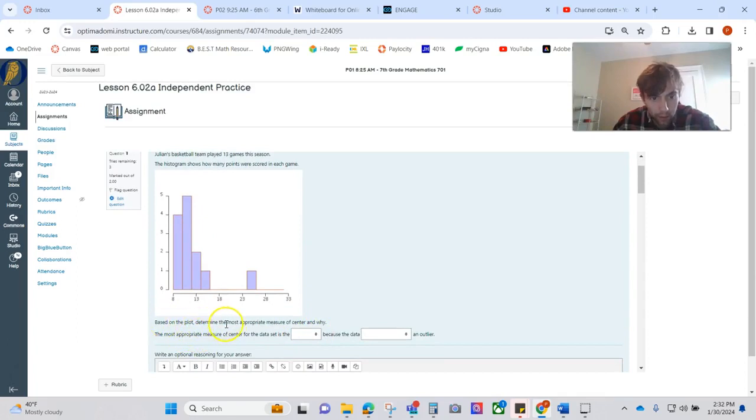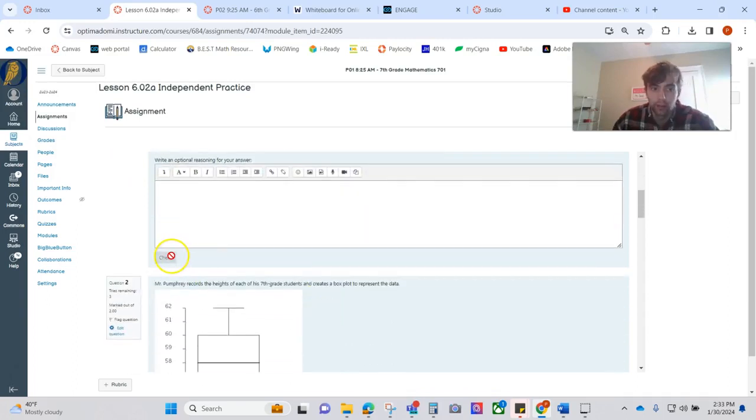Based on the plot, determine the most appropriate measure of center and why. The most appropriate measure of center for the data set is, because, okay, we're looking for an outlier. Yep, there is an outlier. So the data does contain an outlier. And we've learned before that mean is really affected by an outlier. Median is not really affected by an outlier. So when there is an outlier, median is a better measure of center. Let's check.